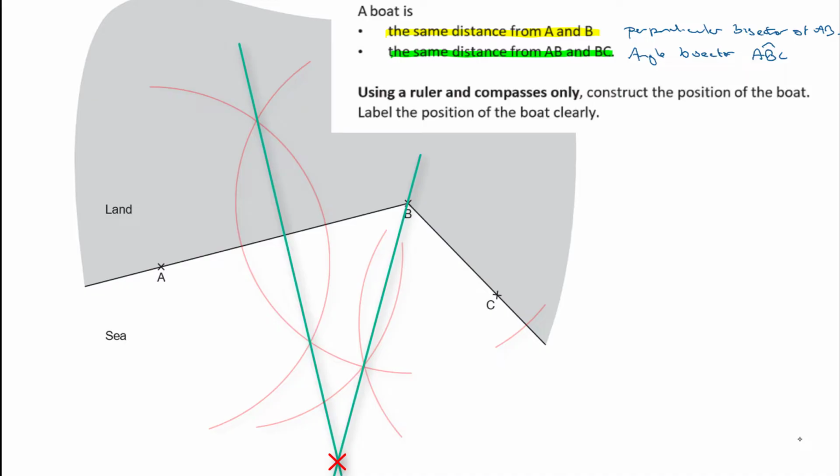Okay, so marking that on the diagram, what do we need to do? Label the position of the boat. Okay, so I'm going to write boat here. Okay, job done. Question 6.